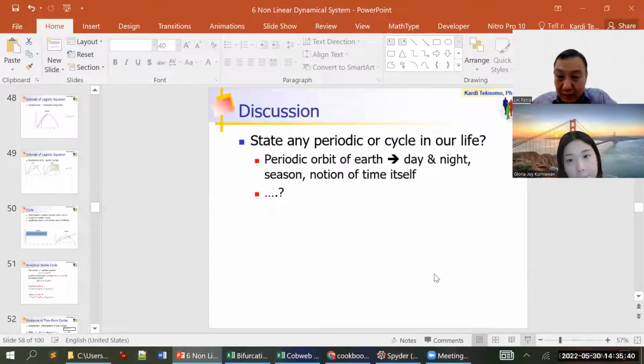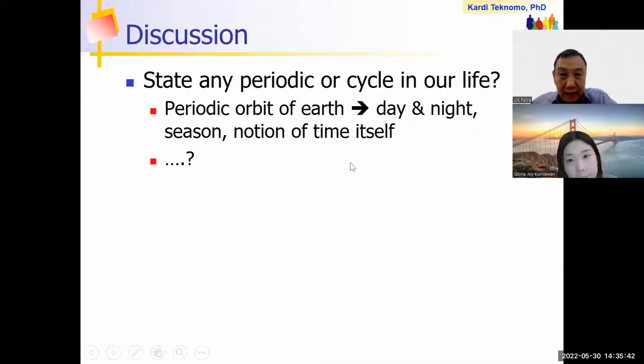Right. So everything in life, there are certain things that are regular. There is also certain thing that is regular in terms of periodic, in terms of cycle. So the periodic orbit of the Earth, there is night and day, the season. The time itself is basically based on cycle, right?